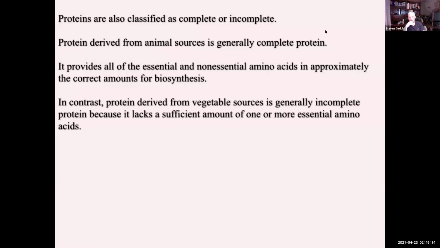Proteins derived from vegetable sources, like plants, are generally what's called an incomplete protein. It lacks a sufficient amount of one or more essential amino acids. So the animal proteins already have the essential amino acids in them. Plant or vegetable source proteins usually are incomplete. They lack a sufficient amount of either one or more of the essential amino acids.